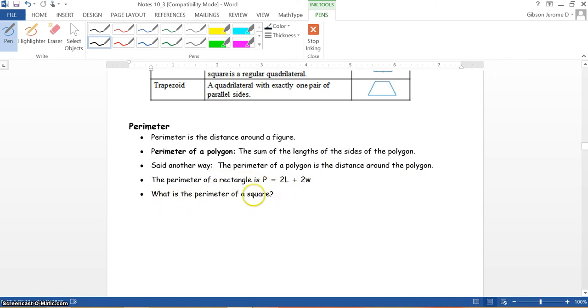And then finally, what is the perimeter of a square? Now the perimeter of a square, remember all sides are the same, so it would be 4 times the side, or 4s. Now if you forget this formula for a square, you can use the same formula for a rectangle for a square. It will result in the same answer.